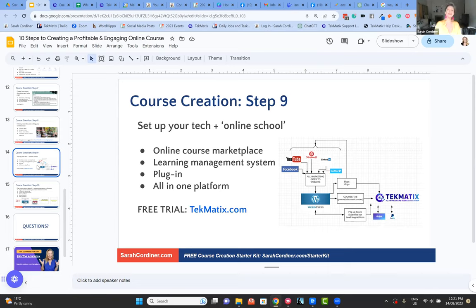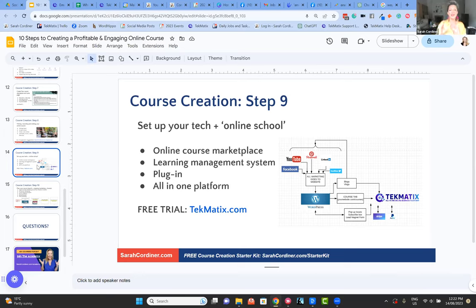Step number 9 for creating your online course is to then set up your tech. And no, again, it is no longer as terrifying and complex as it once was. Here's what you need: a landing page that people can come to read about your course. You can host that landing page on your own website or an all-in-one platform like Techmatics. They have to be able to go, what is this thing about? And they need to be able to buy it and put in their email address.